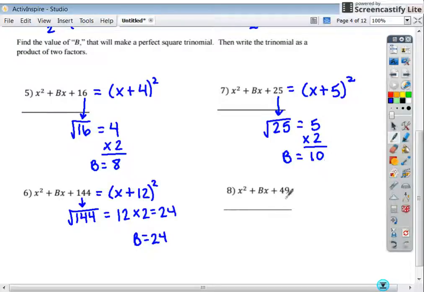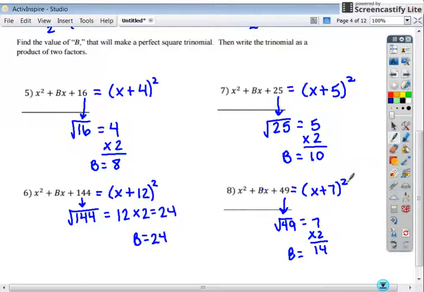And then for this last one here, the square root of 49 is 7, double that number, so you get 14 for b. And then writing this, we have x plus 7 quantity squared.